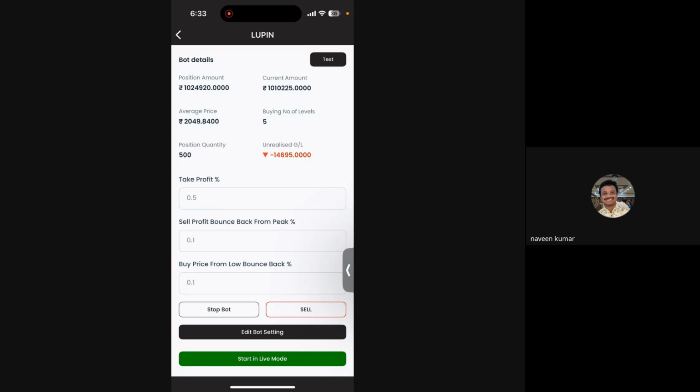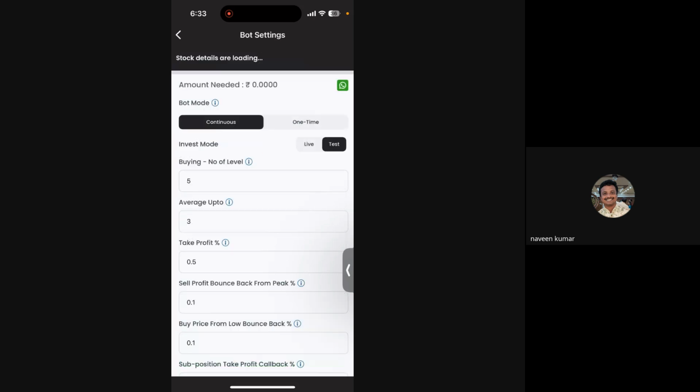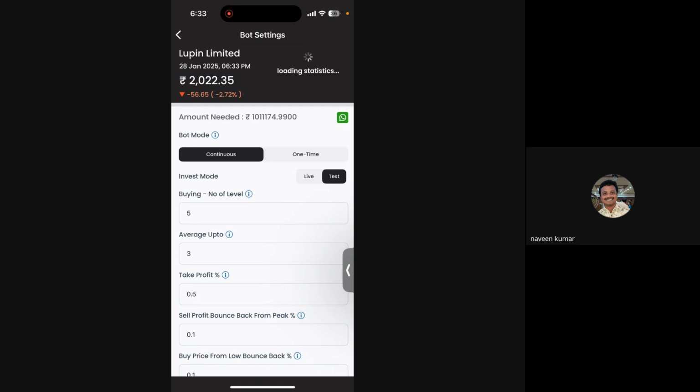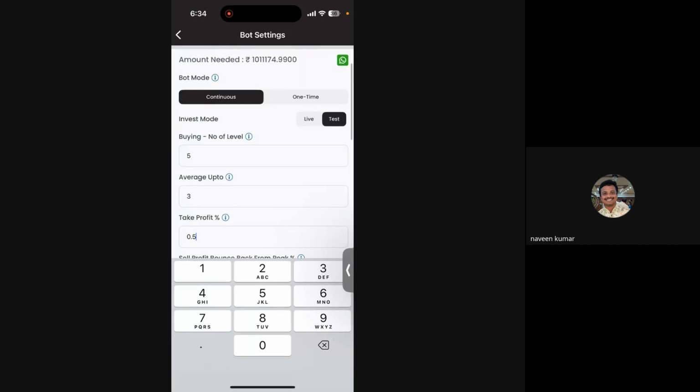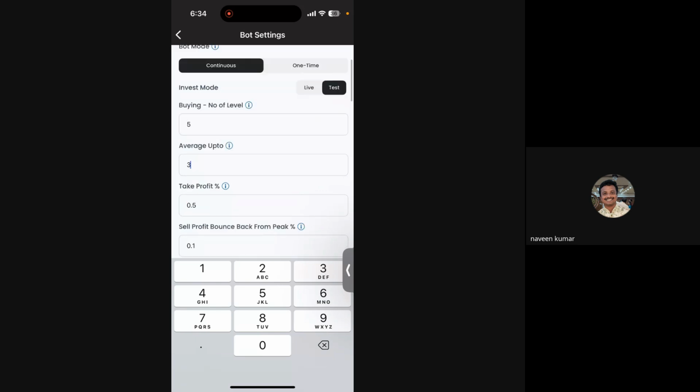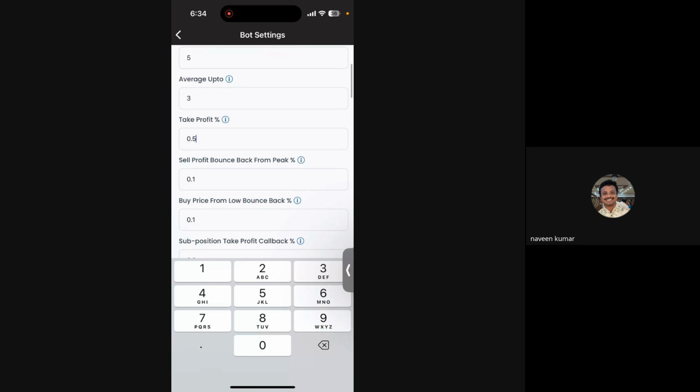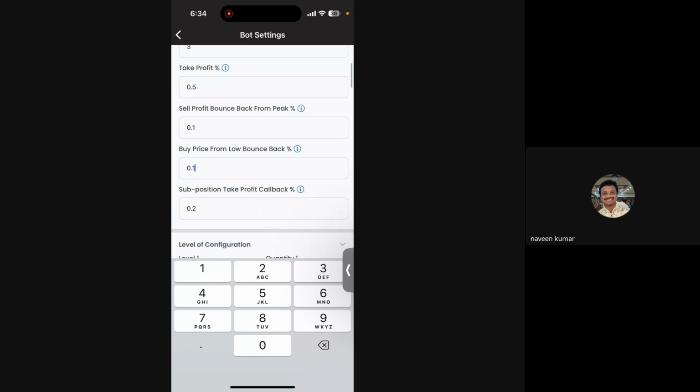See, there is a 14,000 loss in this bot, waiting for that 0.5% profit. The average price you can just see is 2049. Now it is trading at 2022, right? So whenever it reaches over and above 2042 and reaches 0.5% profit... here you can just see I have kept five levels of buying, but average up to only three levels. Okay, and take profit is 0.5%, and sell bounce back, buy bounce back is 0.1, 0.1, 0.2.